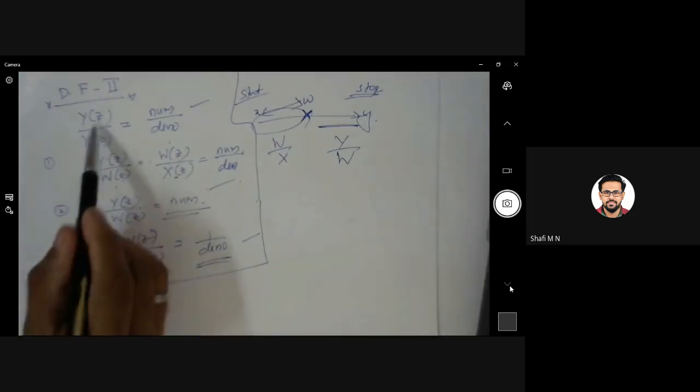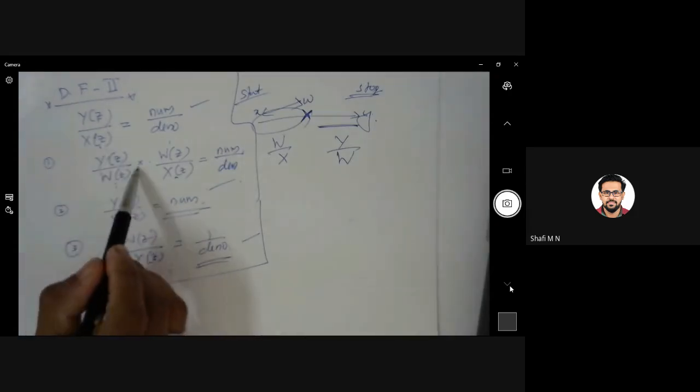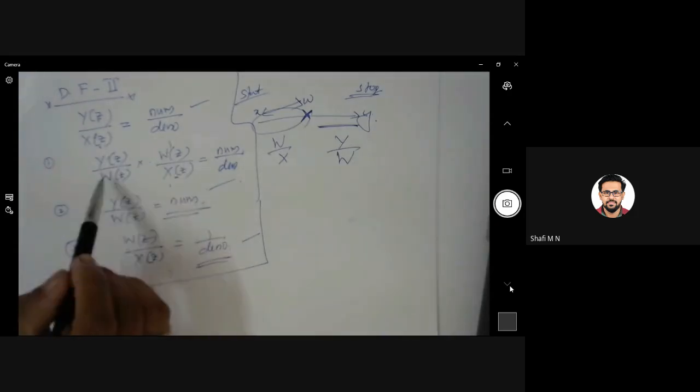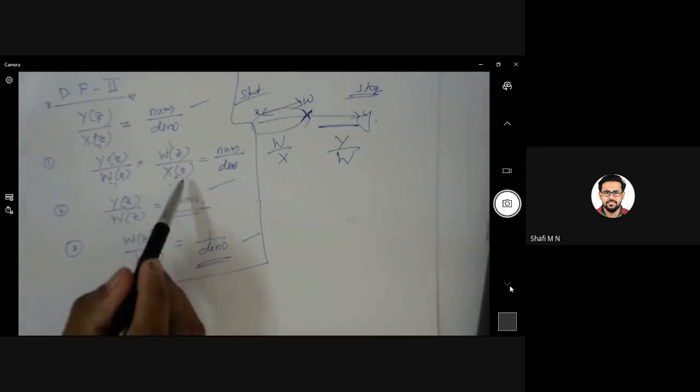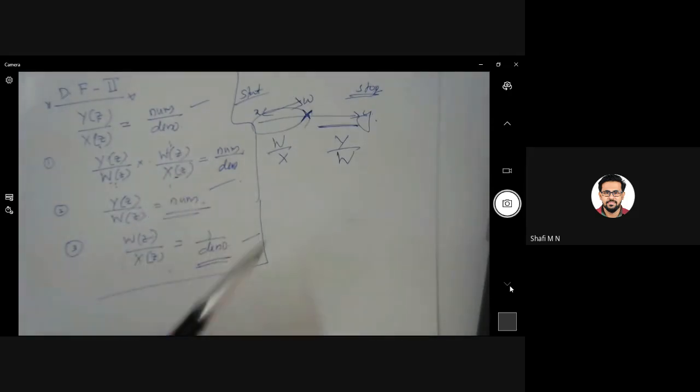The y of z by x of z transfer function formula, then y of z by w of z into w of z by x of z. You introduced a w term over there. This is not time domain, this is z. It is just representing z like this.